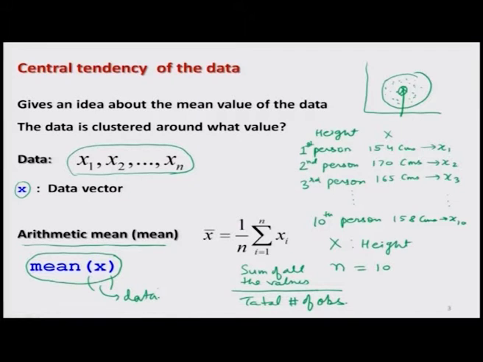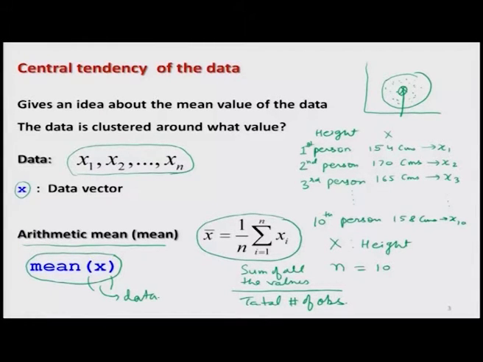So, you do not need to write a program to compute this quantity. That means where you have to first find out the sum and then you have to divide it by the number of observations. R has already developed this program. They have compiled all the program inside a function called mean. So, by using the function mean, I can directly compute the arithmetic mean.